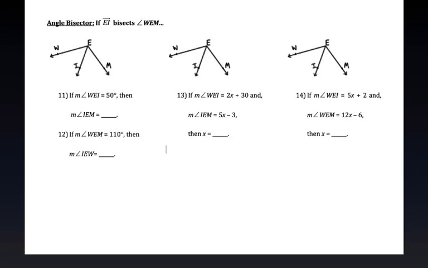And finally, angle bisector. This is like having a midpoint for an angle. An angle bisector splits the big angle into two congruent angles. So in this case, angle WEI is congruent with angle MEI. So if it tells you that WEI is 50, then IEM is also 50. They're equal. If it tells you that the whole there is 110, then the two parts got to be half of that, 55. They got to be the same, divided by 2.